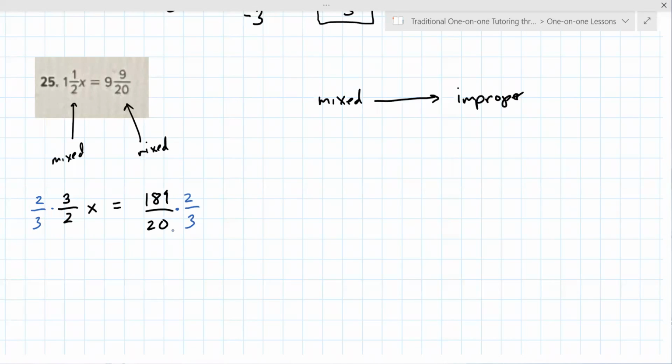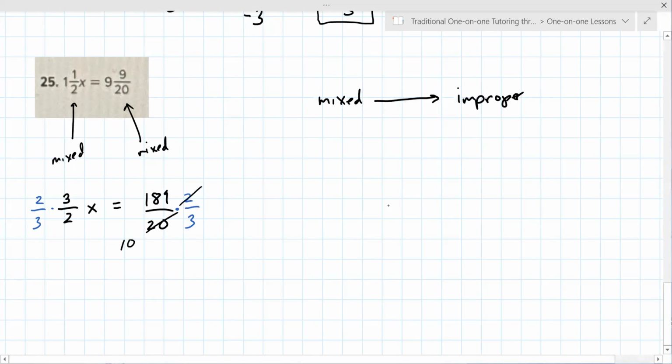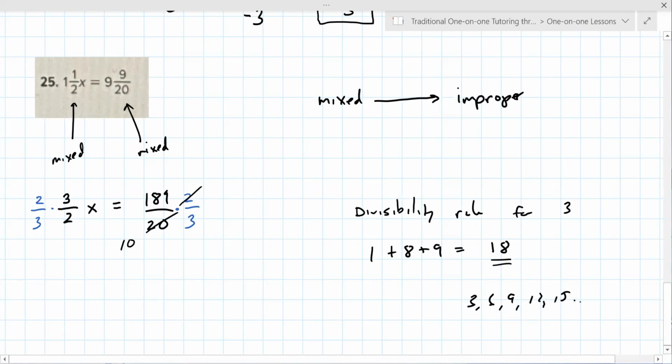How you can only reduce the 20 and the 2, right? You can do that, but what is the divisibility rule for 3? You have to add up the digits. So what is 1 plus 8 plus 9? 1 plus 8 plus 9. Oh my gosh, yeah, 18. Is that a multiple of 3? Yes, it is. 3, 6, 9, 12, 15, 18, and so on.